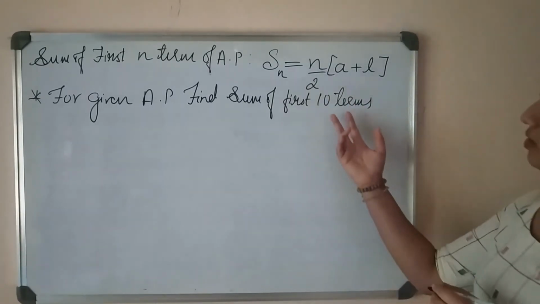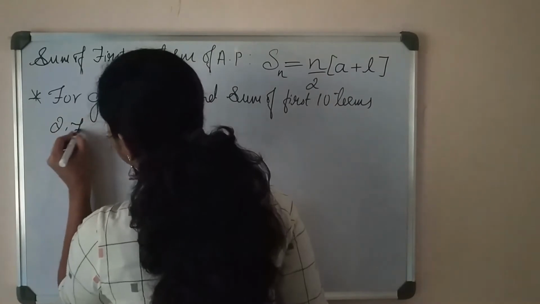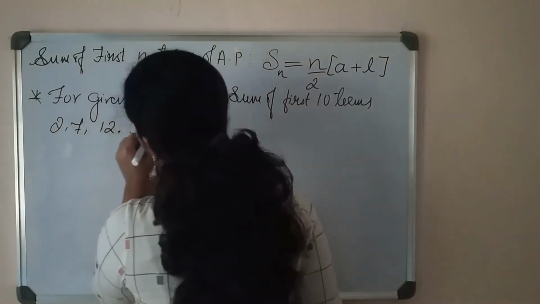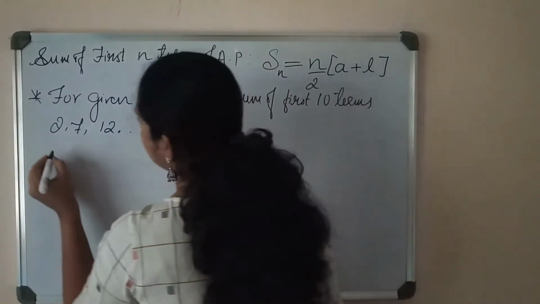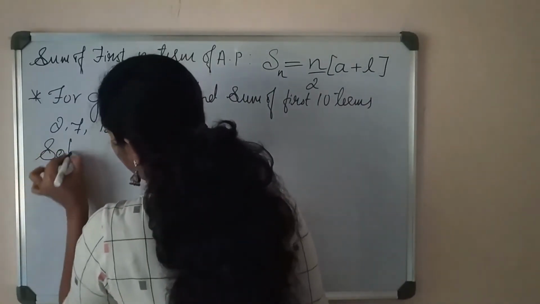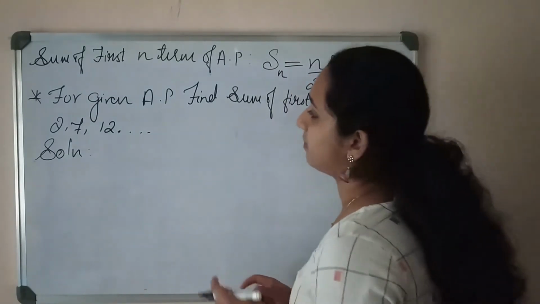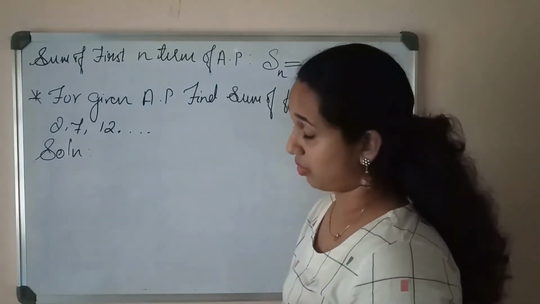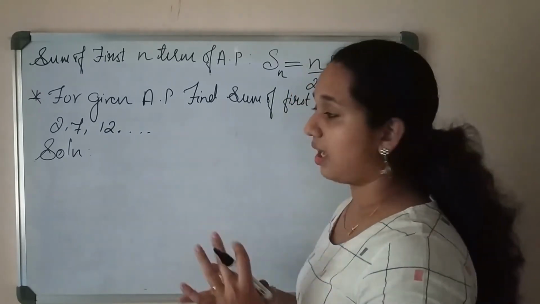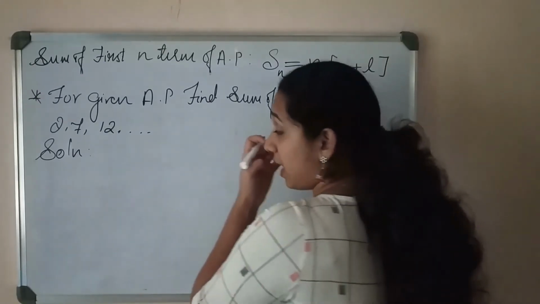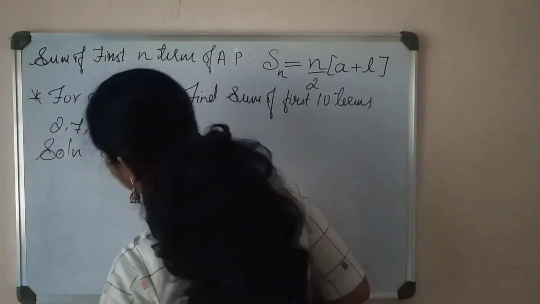Okay, what I have to do? I have to find the sum of first 10 terms, and the given series is 2, 7, 12, and so on. Okay, I have to find the sum of 10 terms. So, since I have to find the sum of 10 terms, what is the data I want from the given series? First, I have to check whether it is an arithmetic progression or not. Then, I have to find n, I have to find a, I have to find l. Okay, now first I have to find whether the given series is an arithmetic progression or not.